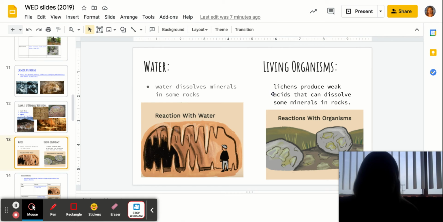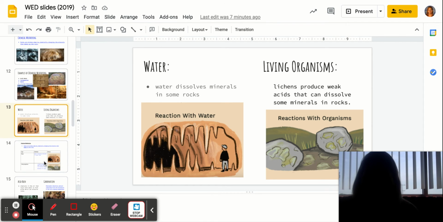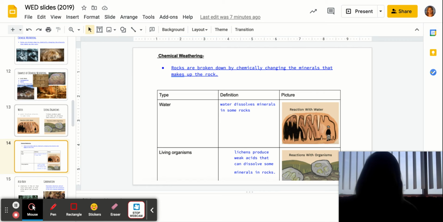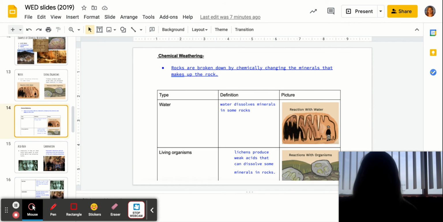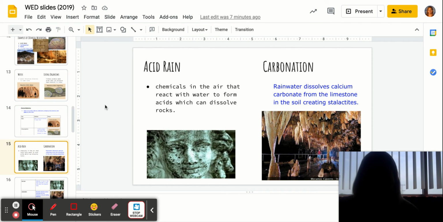Living organisms such as lichens produce weak acid that dissolves some minerals in rocks. Because remember, lichens break down rocks into soil. Yours should look very similar to mine. Okay, so acid rain. Chemicals in the air, such as pollution, interact with water to form acids which dissolve rocks.